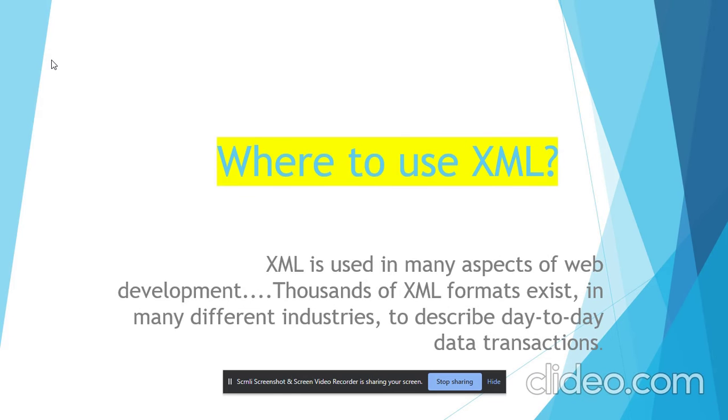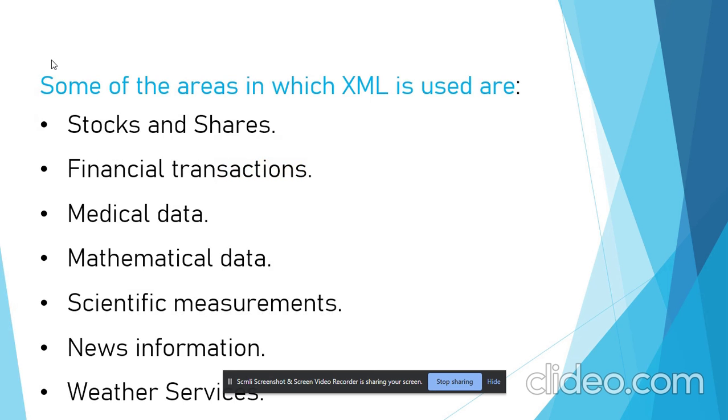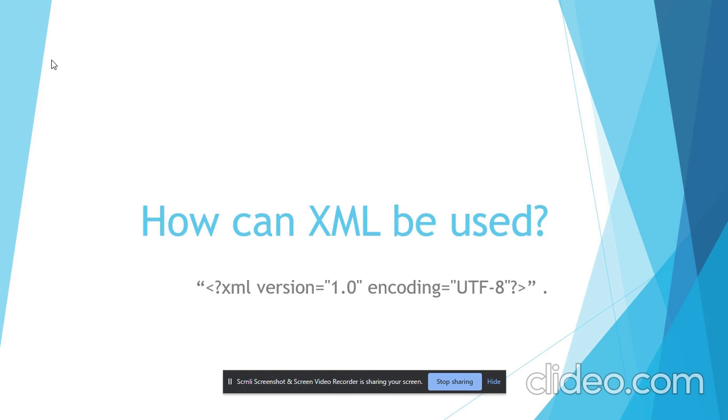Today we are going to discuss where to use XML. Actually, XML is used in many aspects of web development. Thousands of XML formats exist in many different industries to describe day to day transactions. Some of the areas in which XML is used are stocks and shares, financial transactions, medical data, mathematical data, scientific data, news information, and weather services. So we have discussed where to use XML.